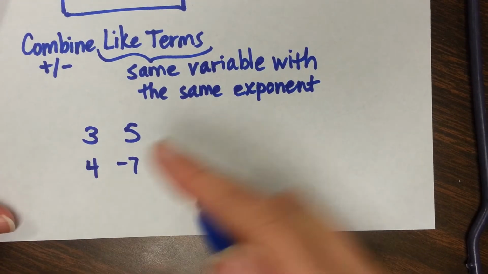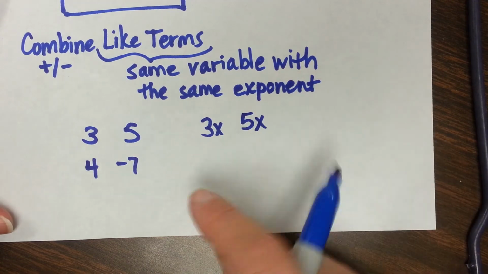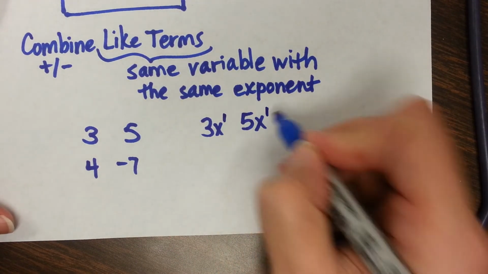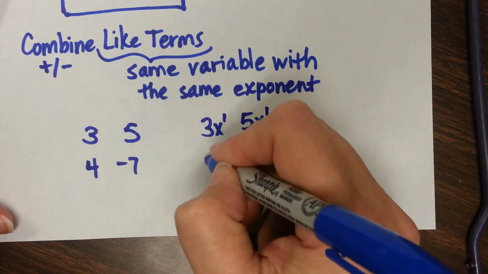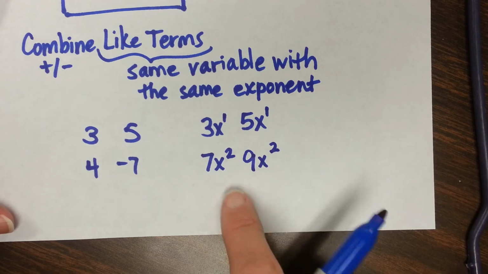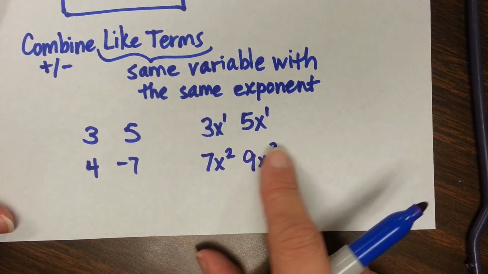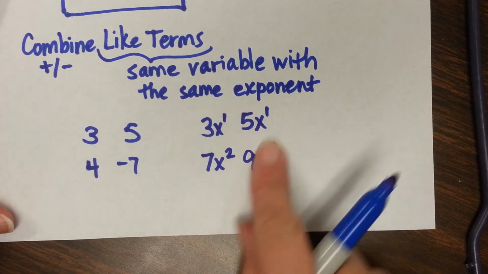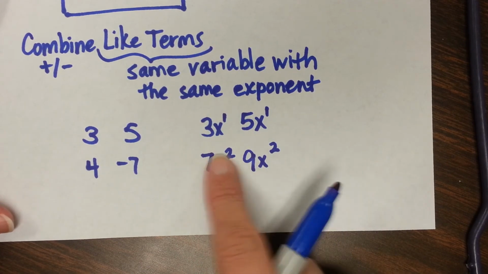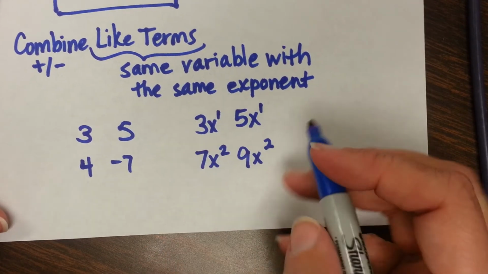Those were like terms. Things like 3x and 5x were like terms because they had the same variable with the same exponent of 1. 7x squared and 9x squared would be like terms with each other because they had the same variable with the same exponent. If I combined all 4 of these together, they would not all be like terms. These two would be like terms, and these two would be like terms, but all 4 of them together are not like terms.